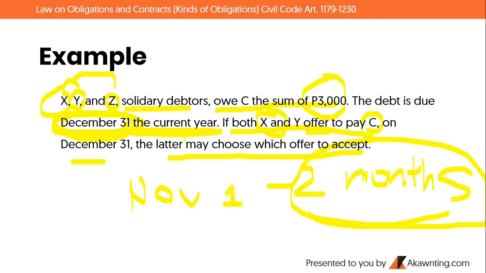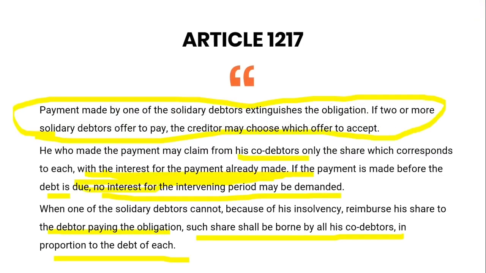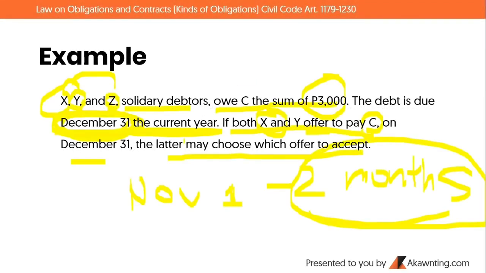Okay? So, yun. And lastly, when one of the solidarity debtors cannot, because of his insolvency, reimburse his share to the debtor paying the obligation, such share shall be borne by all his co-debtors in proportion to the debt of each. Okay. So, ayan. Binayaran ni X yung buong 3,000. Magkano pwedeng singilin niya from Y and Z? Siyempre, yung mga respective share nila, tigwa 1,000.